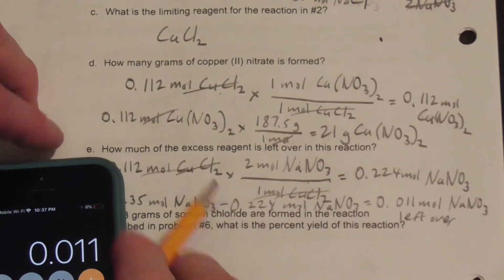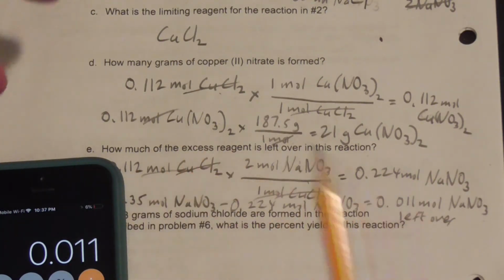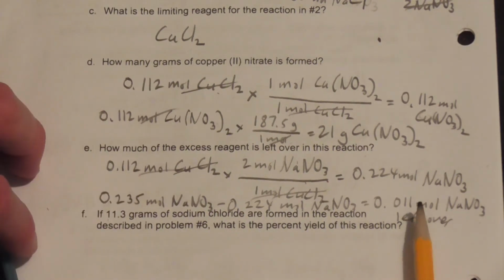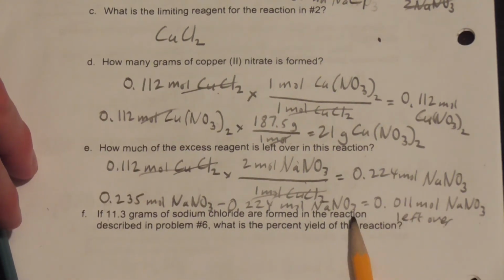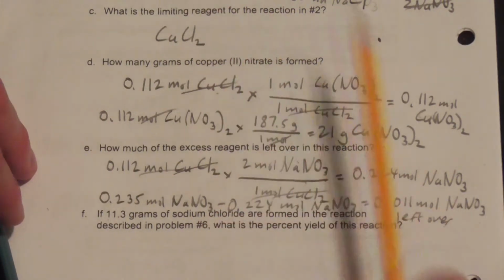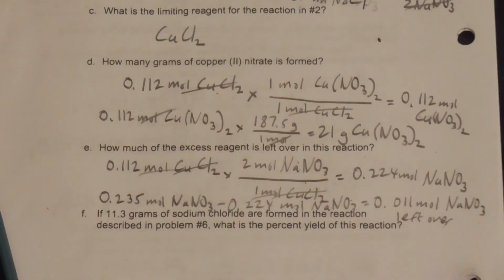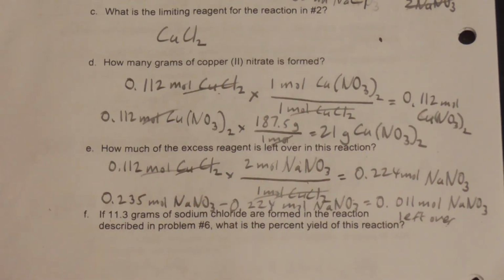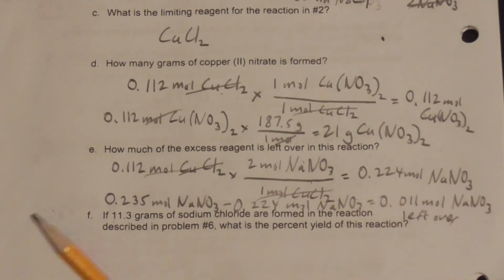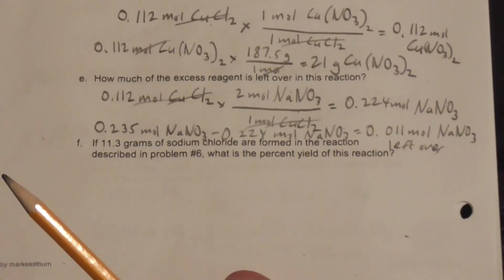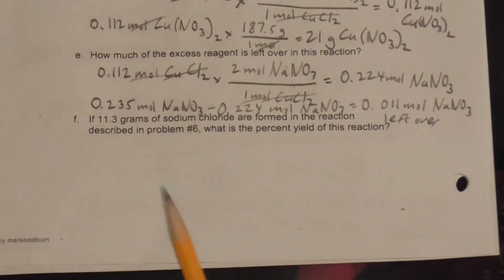This doesn't specify whether it has to be in moles. If I wanted to do it in grams, I would multiply that by the gram molar mass, which for sodium nitrate was 85 grams. Could I do it? Sure. Do I need to? Not really. Let's get to the very last part. If 11.3 grams of sodium chloride are formed in the reaction described in problem 6, what is the percent yield for this reaction?